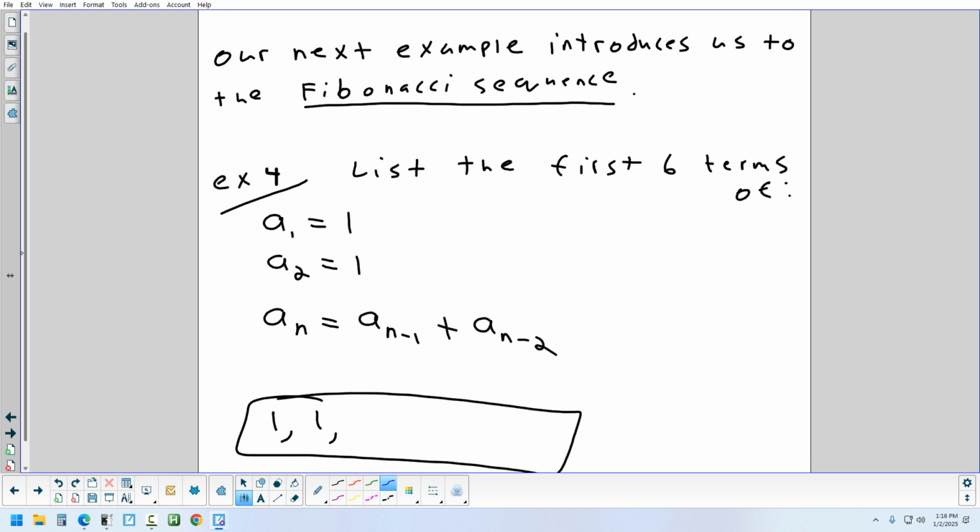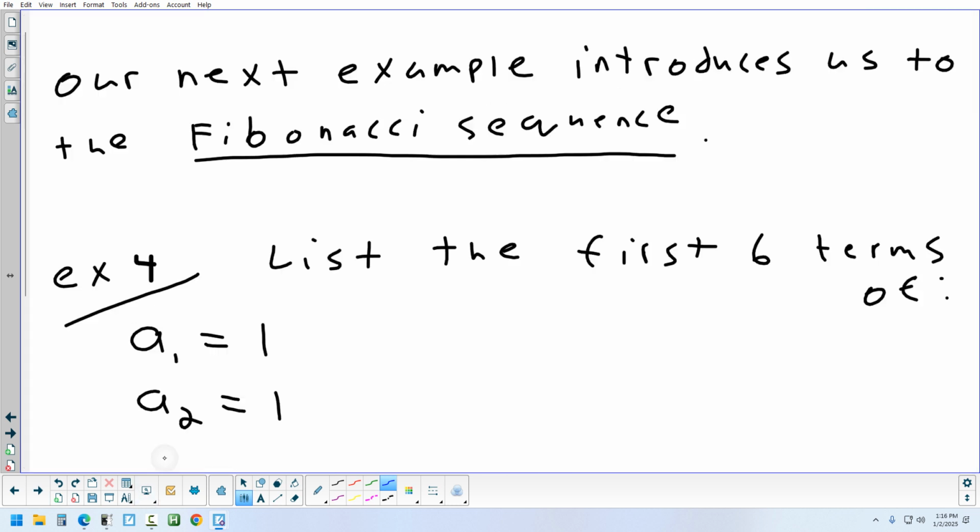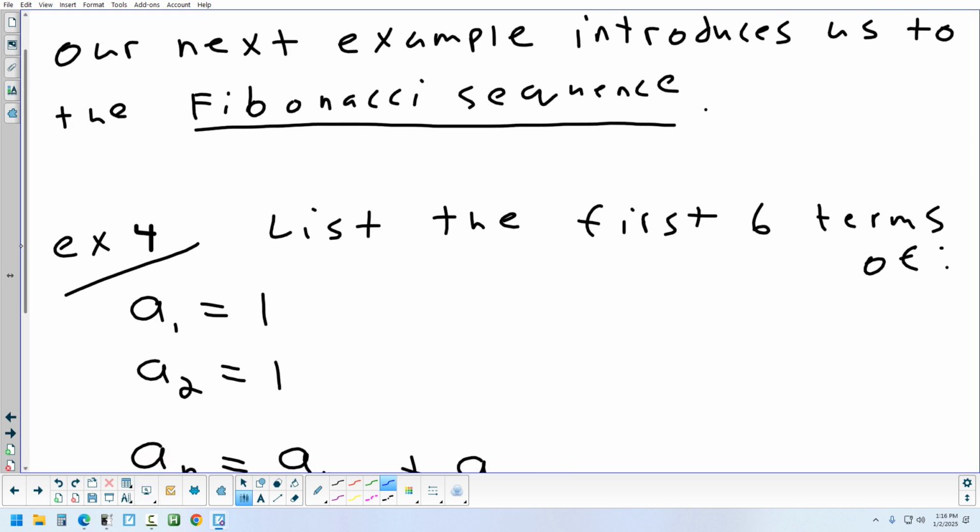All right, let's look at this one. How many people have ever heard of the Fibonacci sequence? Fibonacci? Yeah, it's another special sequence, and it is recursive. This one is a pretty hard one to convert to explicit. So we don't look at that in this class.